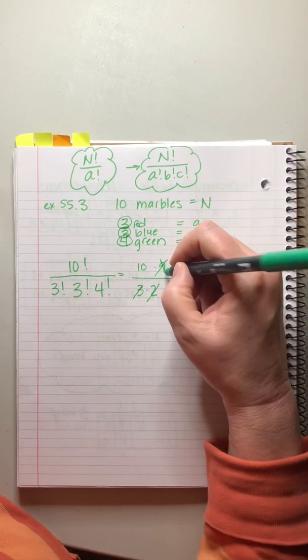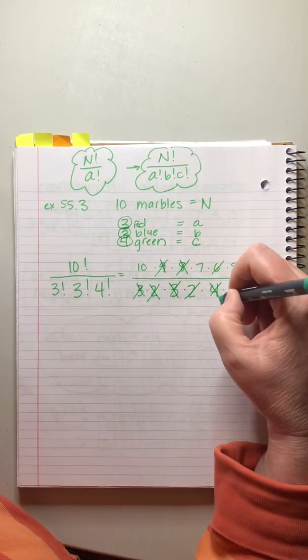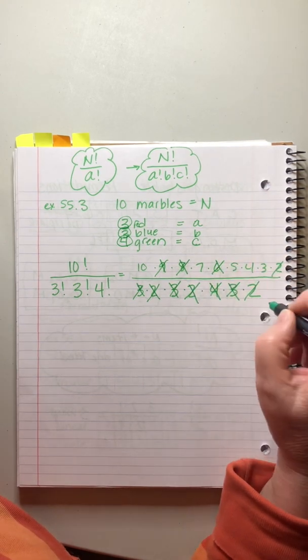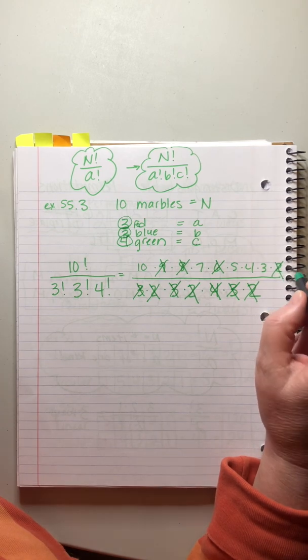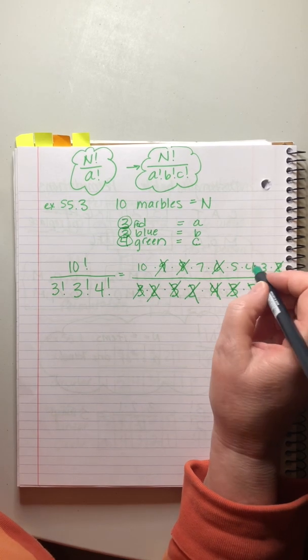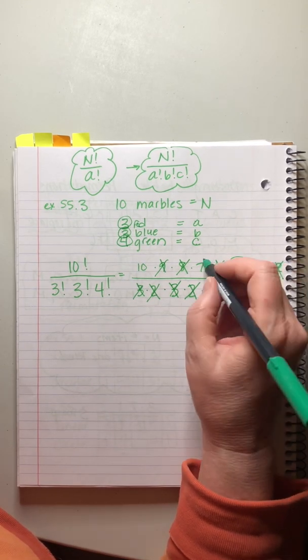Let's do it again. 9 is 3 times 3. 8 is 2 times 4. 6 is 3 times 2. And then 2 goes with 2. Oh, there's the 7. That's what I was missing. Okay. This much is 20. This is 21.